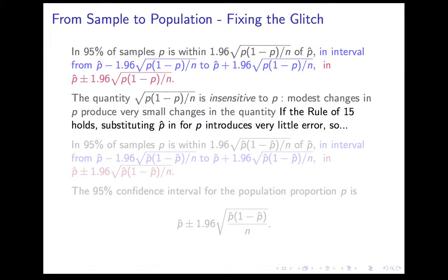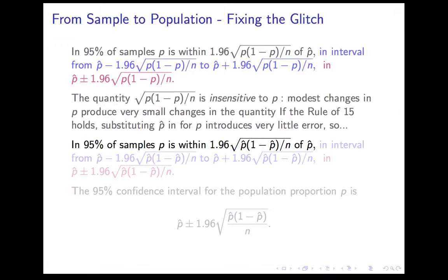The rule of 15, remember, n times p and n times 1 minus p are both big enough, essentially guarantees that p hat will rarely be very far from p, which means that p hat is a decent approximation of p. We're going to find out exactly how good, but before any of that, we can say it's okay. So we're going to replace p with p hat in that formula because modest changes in that value create small changes in the result. This doesn't have much of an effect.